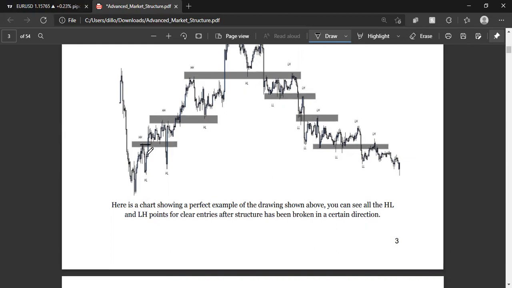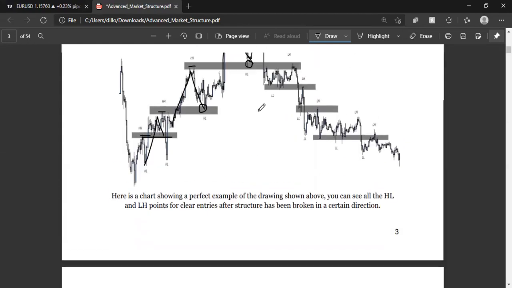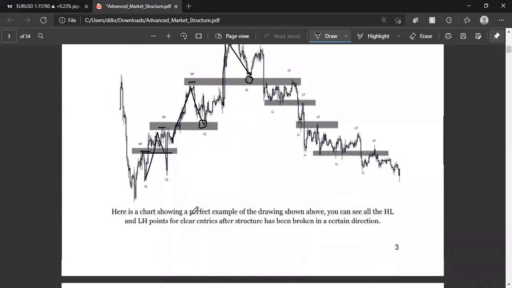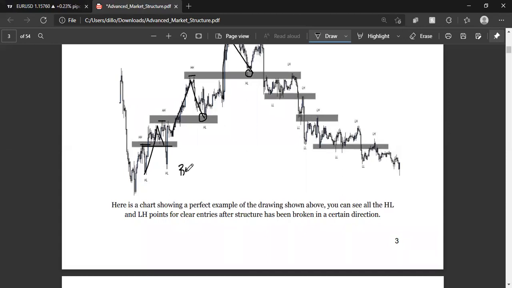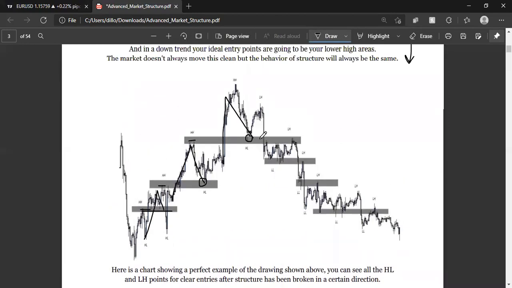We see a high get broken and it retests back in that area. Another high gets broken and it retests back in that area. Another high gets broken and retests back in that area, right? This is bullish order flow. Well, I guess you can't really see that because there's bearish too, but you get it, right? Same thing here, here, here, here.